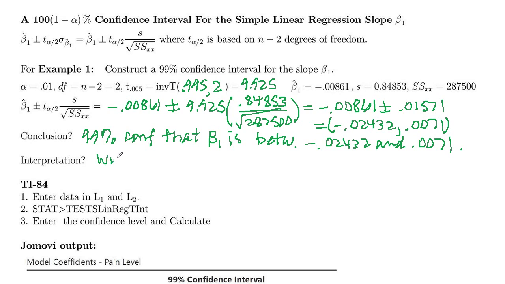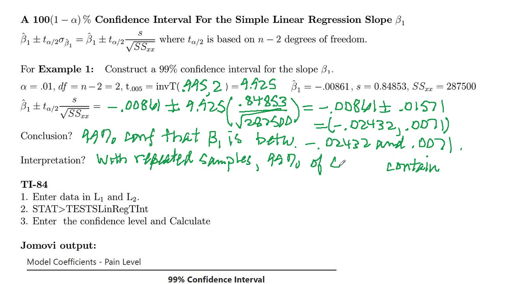So with repeated samples, 99% of the confidence intervals, CIs, contain beta 1.